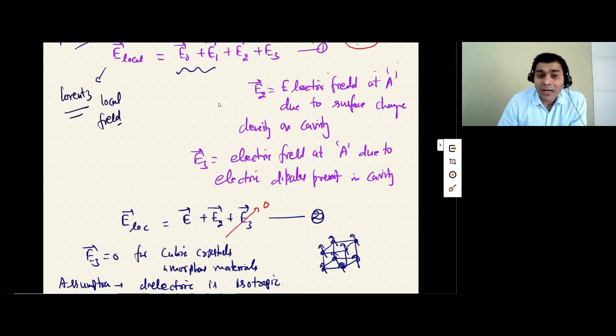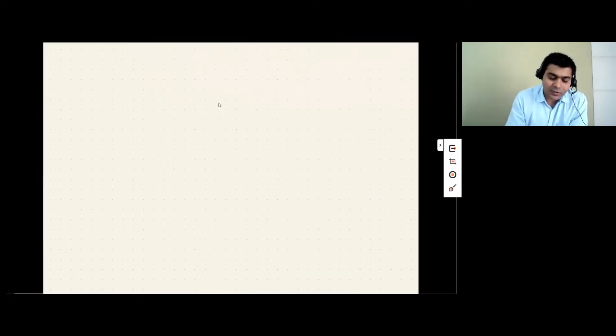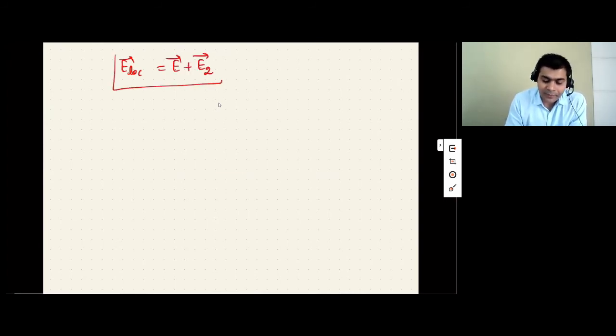For those materials for which this condition is not satisfied, of course, the prediction made by the Clausius-Mossotti equation will vary. What is the Clausius-Mossotti equation? I told in the beginning that it is the equation that relates the dielectric constant of a material to the atomic polarizability. So now our equation relates E local is equal to E plus E2. Let me put this as number 3. So we need to really calculate E2.